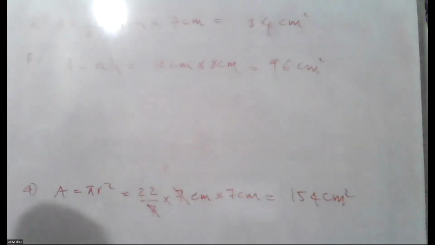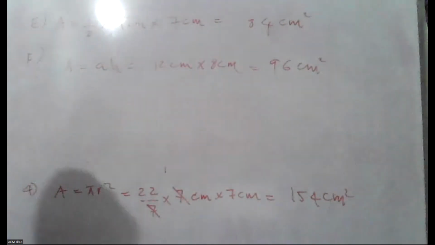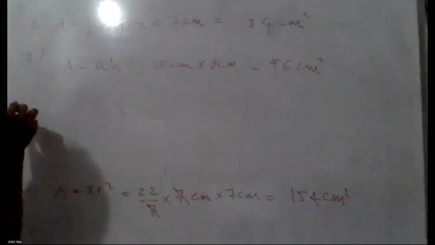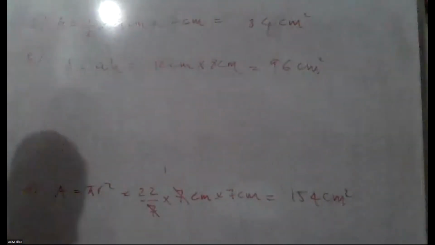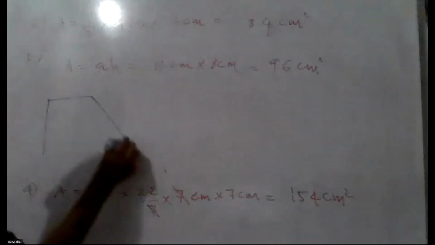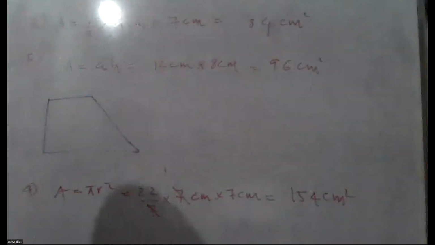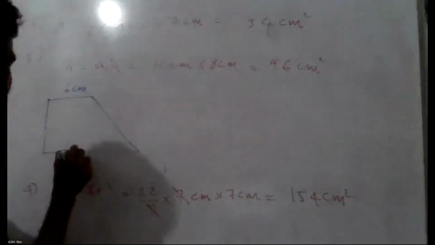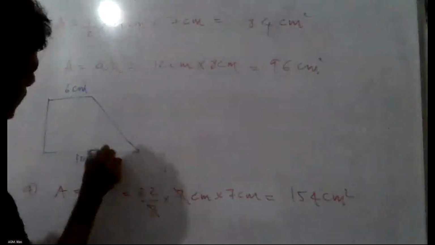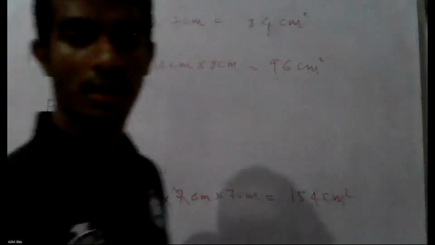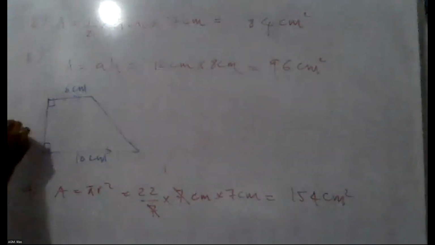Right. Now, the last one, we have been given a trapezium. So here the shape is like this. Here, the trapezium is given. So here, this is 6 centimeter. This is 10 centimeter. These sides are parallel, and these sides are perpendicular. And this is 6 centimeter.